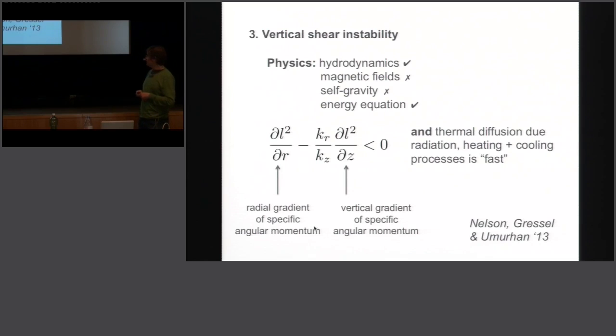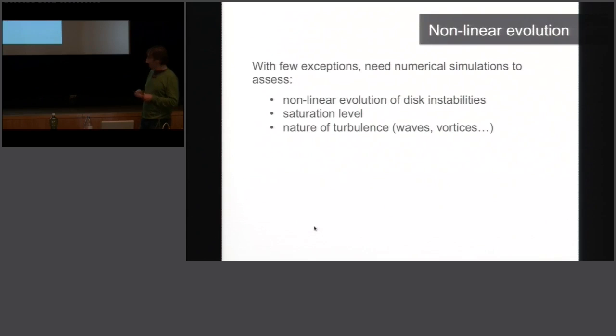So this is an instability that was also known about in the context of rotating stars. Back in the 60s, Goldreich and others worked extensively on it. In the context of disks, it's much more recent, work by Richard Nelson, Oliver Gressel, and collaborators from just a couple of years ago. So less is known, basically, about this instability than about the other two I've been discussing. Okay, so those are the main linear instabilities.